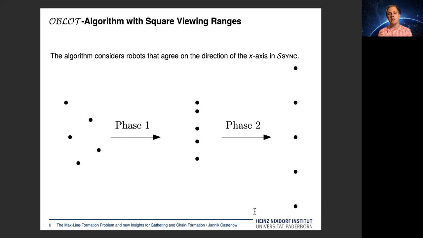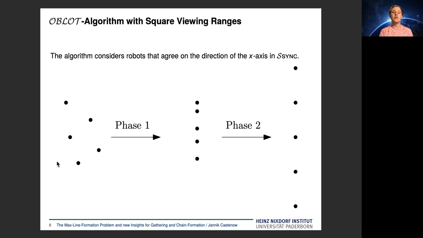Algorithmically now I will introduce an algorithm converging to the optimal configuration under the OBLOT model. We consider robots, again, that agree on one axis of their local coordinate system, so the robots have a common understanding of left and right. The algorithm is now basically designed to work in two phases. In the first phase, we arrange the robots on a straight line parallel to the y-axis, and in the second phase, we stretch this line properly. Due to the limited visibility, robots can, of course, not distinguish these two phases globally. So they always have to act based upon their local view.